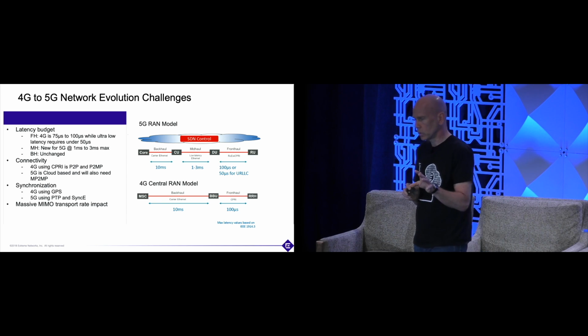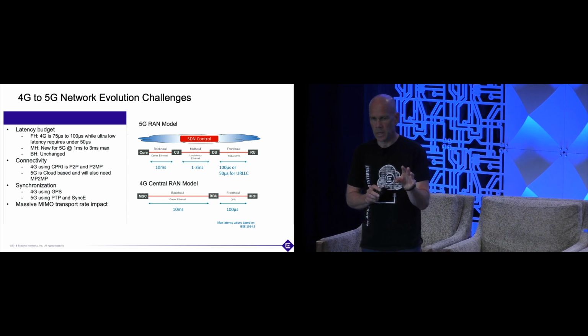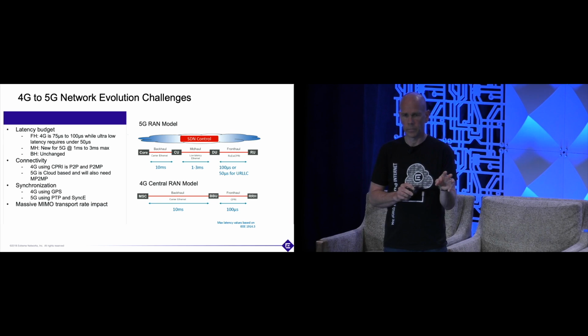But what this shows you is the network architecture itself. A couple of key points I want to make here: looking at the 4G centralized RAN model, as I started my presentation saying, everything is around a few big data centers. While with 5G, you go into a distributed model with a lot of small micro data centers, which basically means that you go into a 5G architecture.